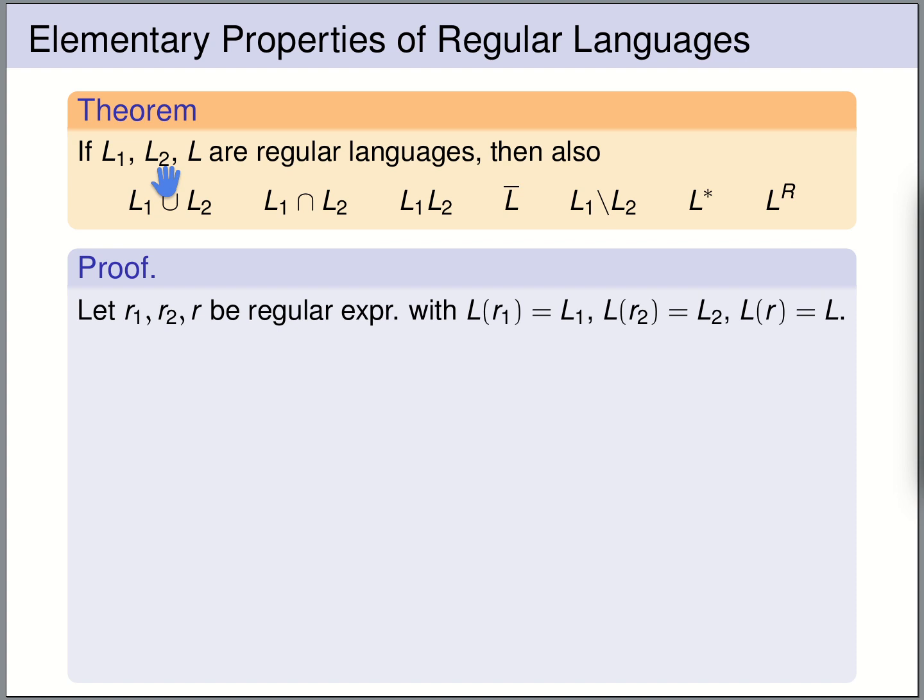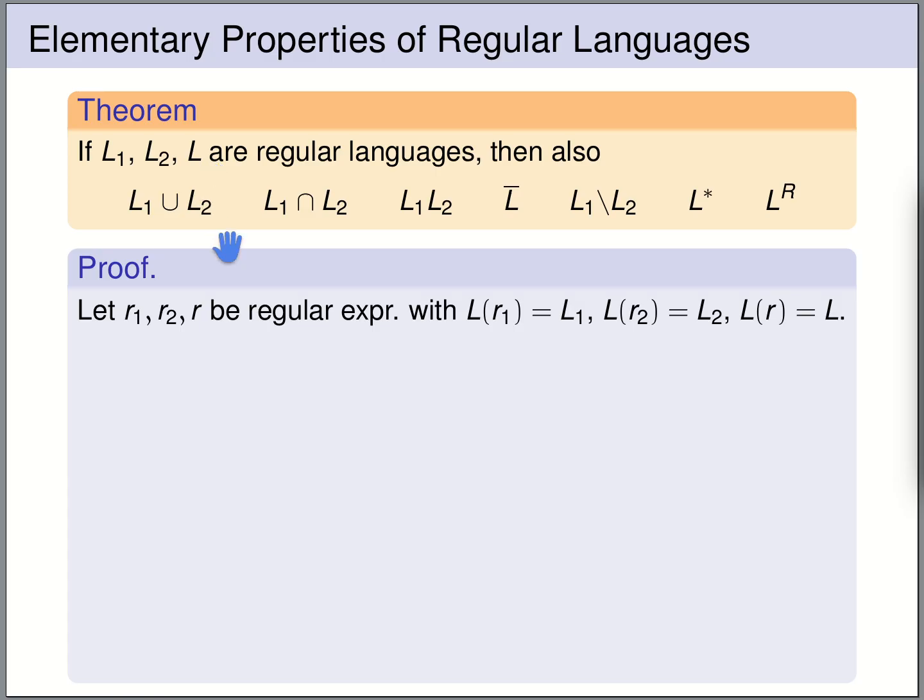Since L1, L2, and L are regular, and we know that the class of regular languages is precisely the class of languages definable by regular expressions, we know that there exist regular expressions R1, R2, and R, such that the language defined by R1 is L1, the language defined by R2 is L2, and the language defined by R is L. So we have regular expressions for these languages.